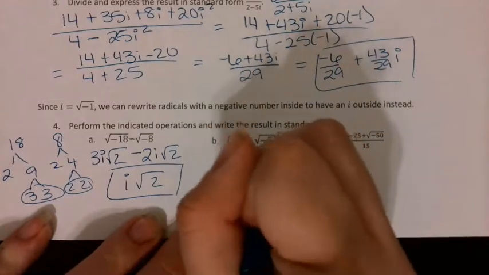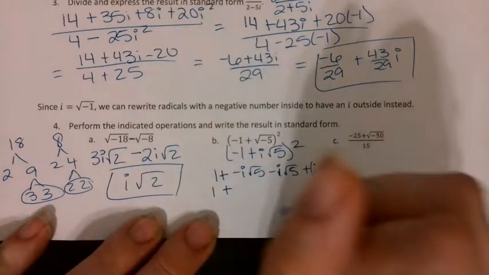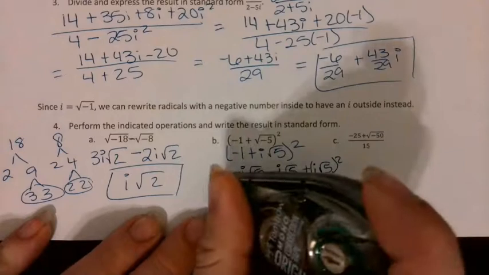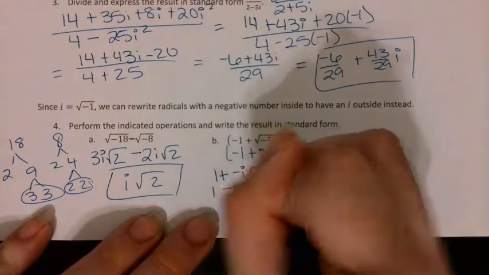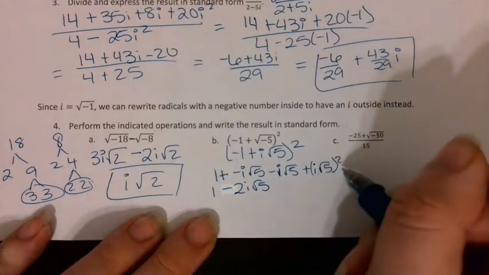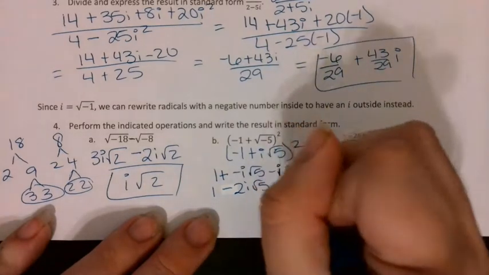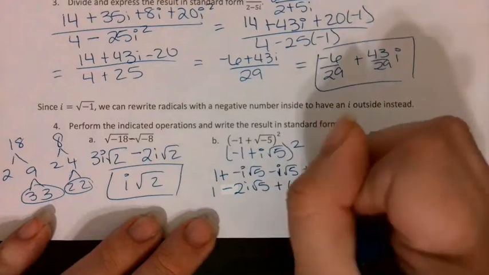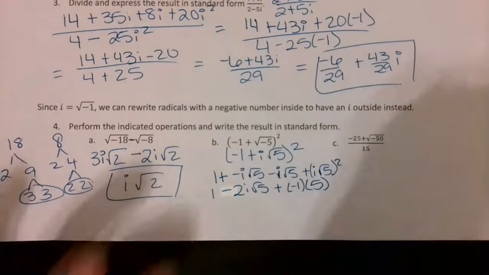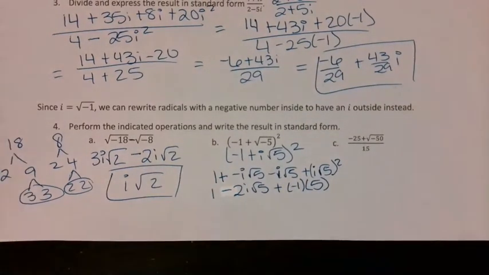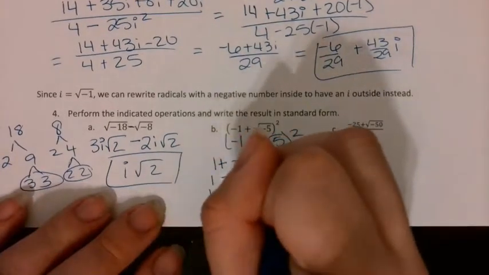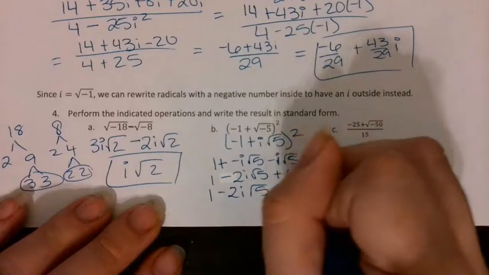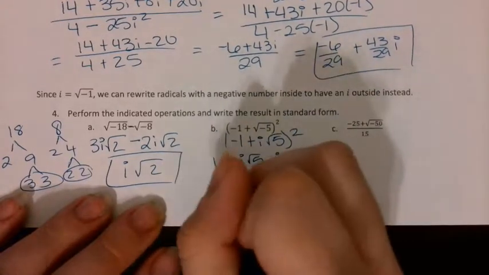Then I combine like terms. I have 1 minus 2i square root of 5. And over here I have i squared and square root of 5 squared, so I have negative 1 times just 5, because the square root squared is the number on the inside. Then I still have 1 minus 2i square root of 5. Now it's minus 5, so 1 minus 5 is negative 4.